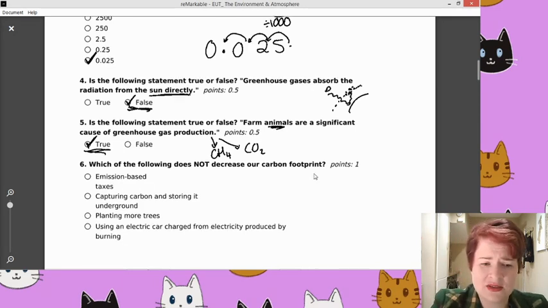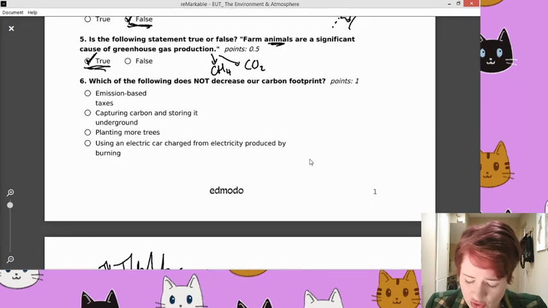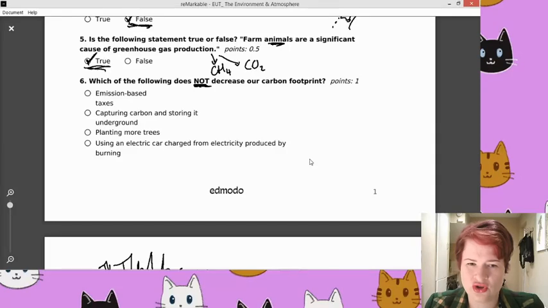Okay, six. Which of the following does not decrease? So we're looking for something which does not actively decrease our carbon footprint.